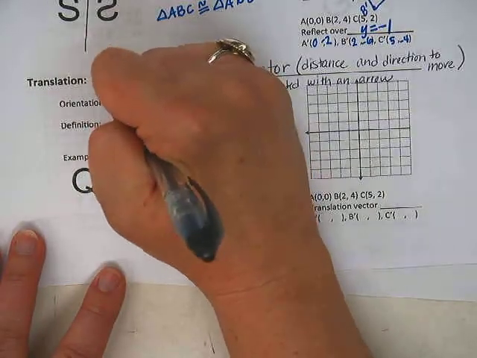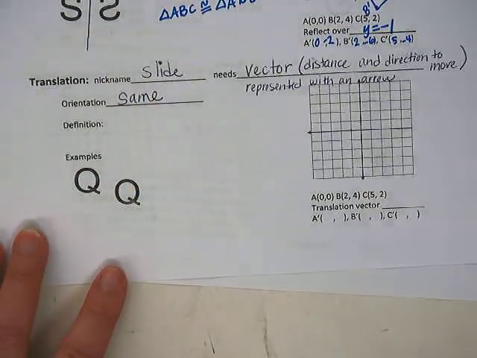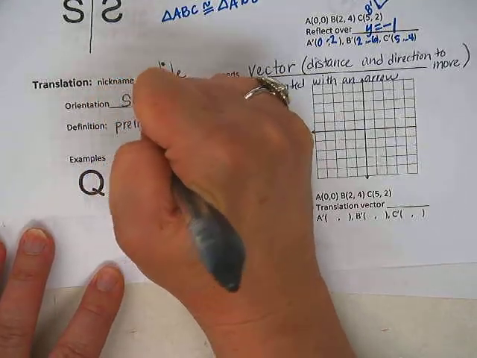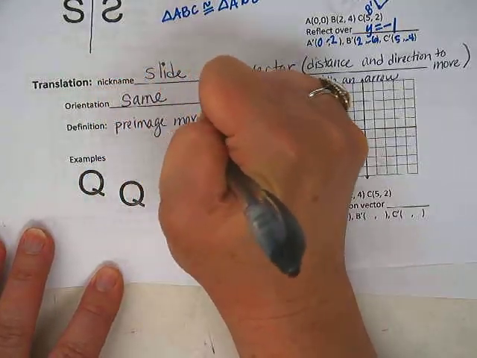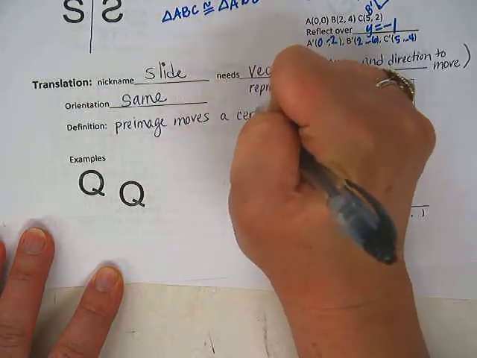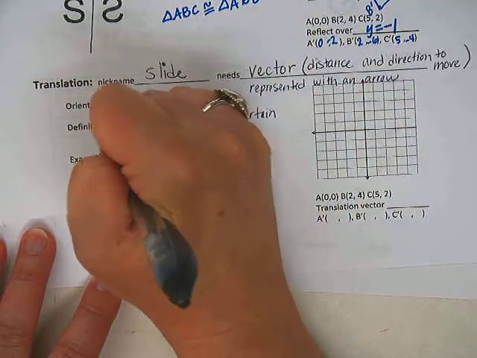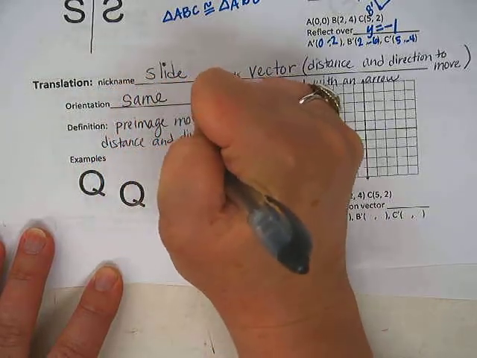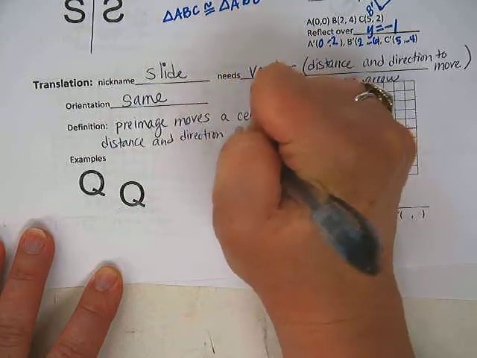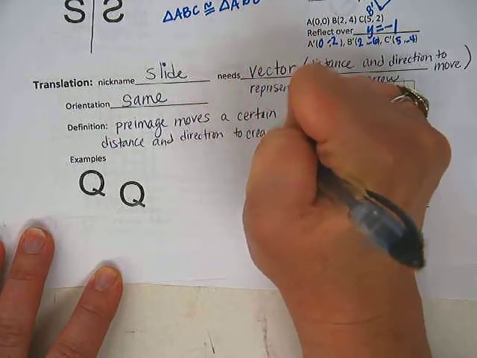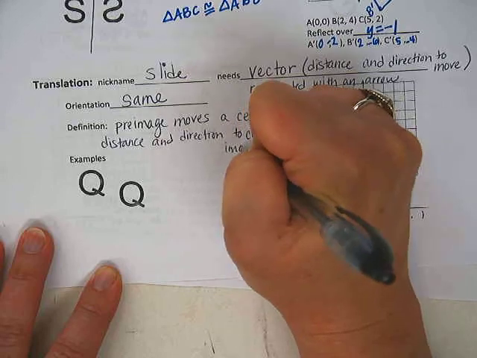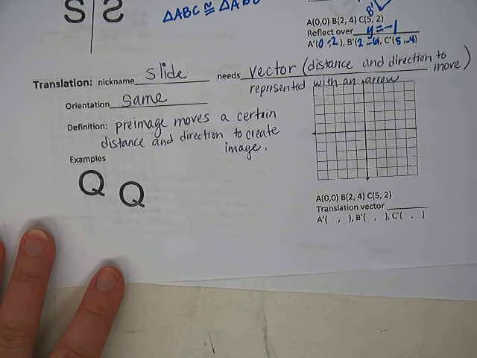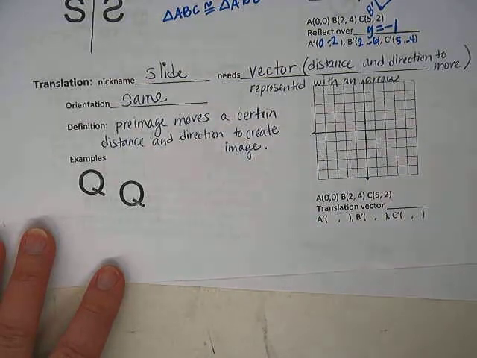So a translation is a slide. You're moving your picture a certain distance in a certain direction, and sometimes we use an arrow to show us what we're doing. Okay? Here we go. The orientation is going to be the same. Good job. The definition is that a pre-image moves a certain distance and direction to create the image.